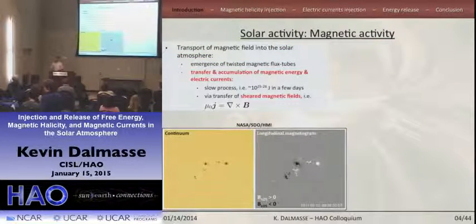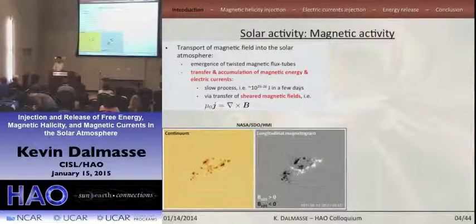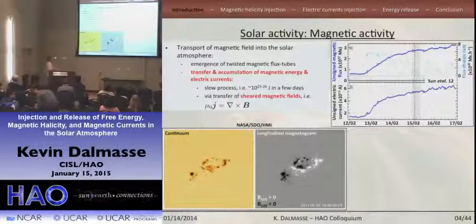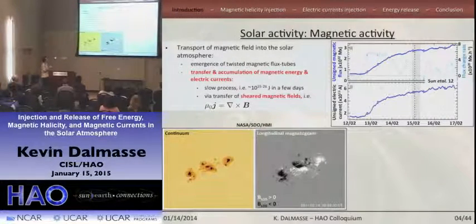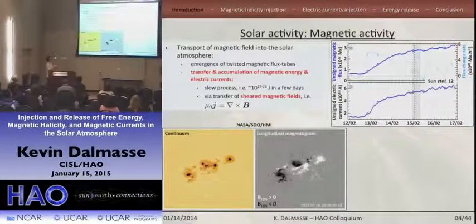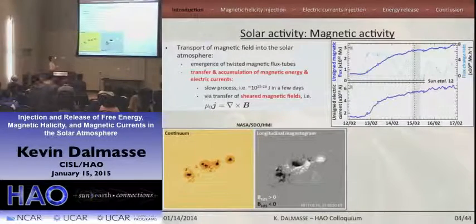The emergence of this magnetic field is accompanied with the transfer and accumulation of magnetic energy and electric current into the solar atmosphere. This is illustrated in this plot, where at the top you can see the unsigned magnetic flux and below the unsigned electric current during the lifetime of this active region. As you can see here, the increase in electric currents is correlated with the increase of magnetic flux.